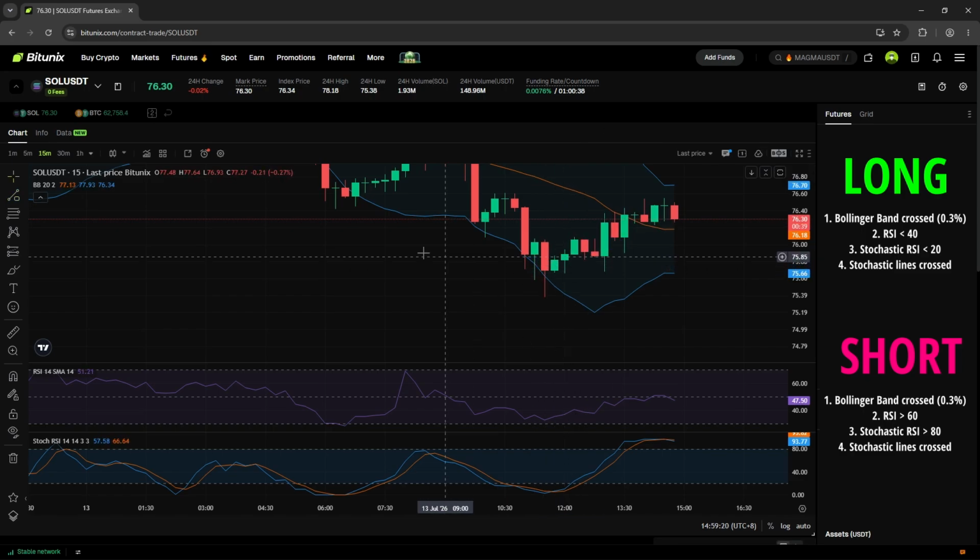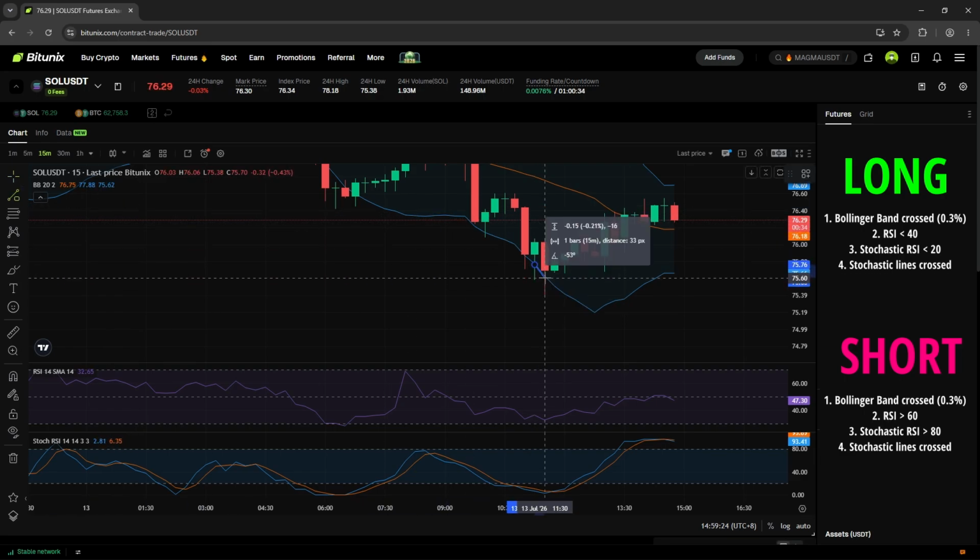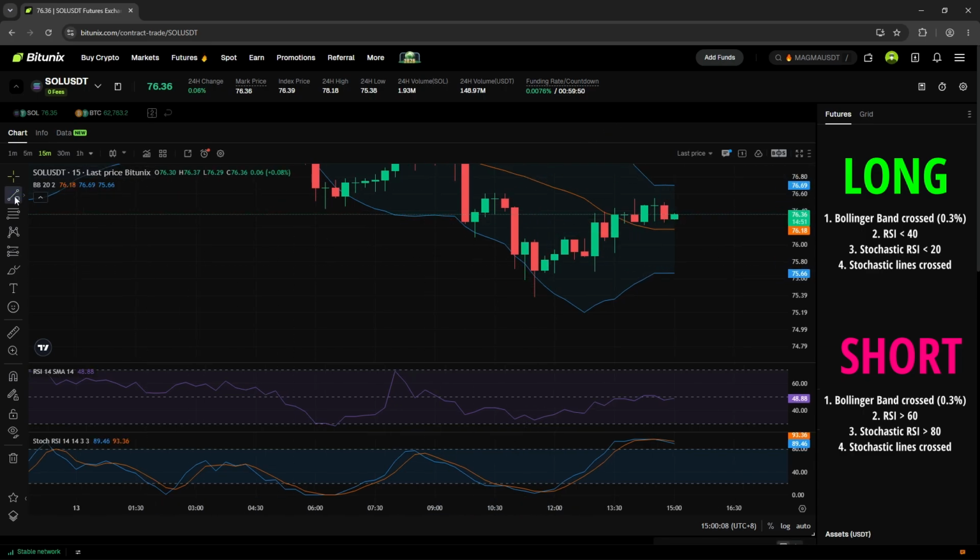So let's check the next one. Here we had 0.23%, still not enough. Let's go to the next one. This one shows a drop by 0.31%, so the first condition is met. Let's stick to this candle and check the RSI value.